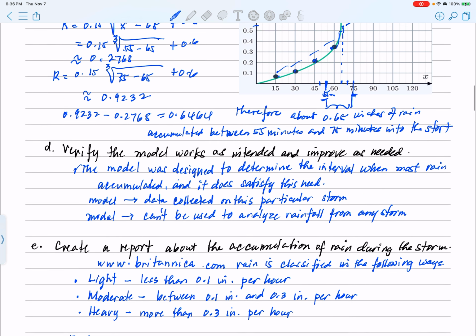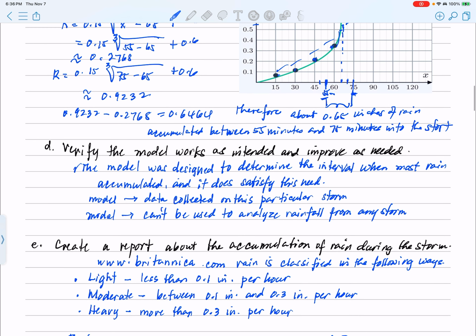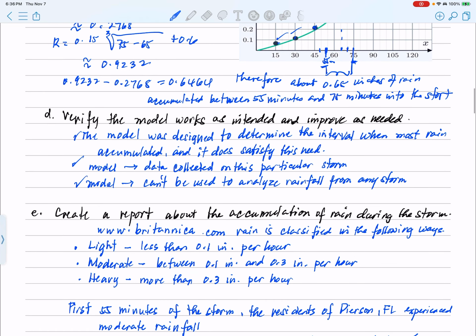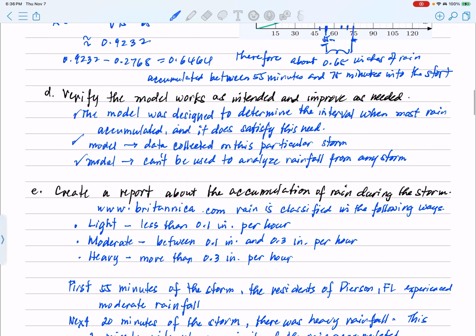So the result when most of the rain accumulated is fairly accurate. So the model was built from data collected on this particular storm, and the model can't be used to analyze the rainfall from any storm. Create a report. This is now the report about the particular accumulation of rain during the storm. So you can use information coming from the internet or the data to support your report.